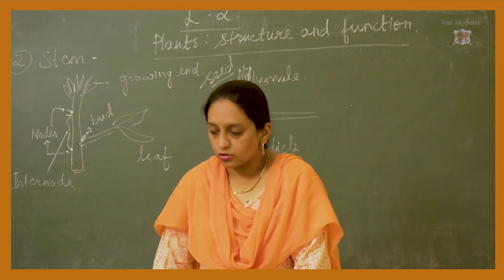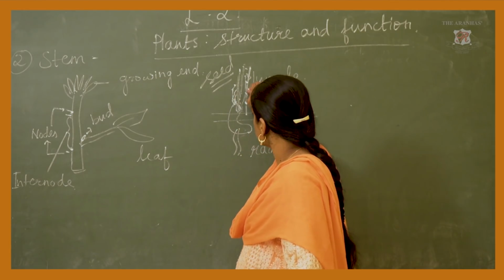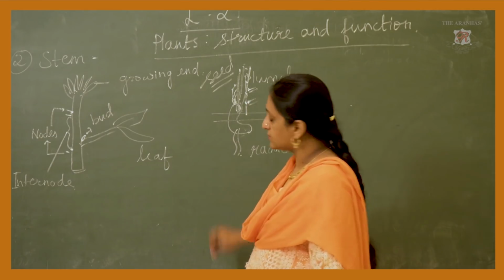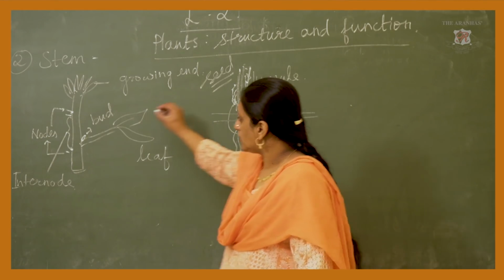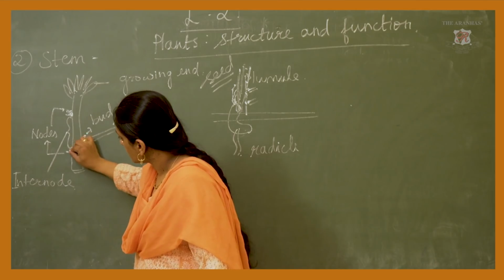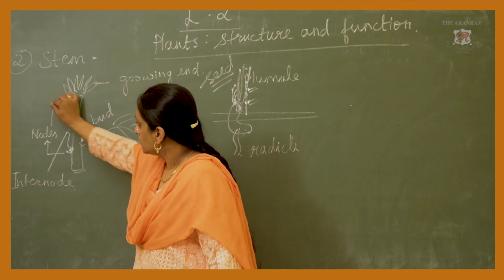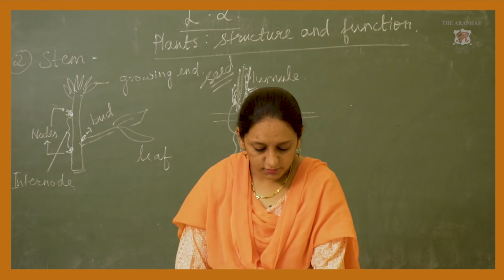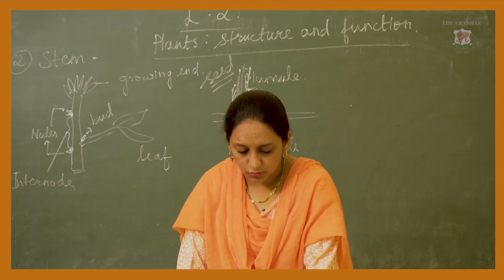There are nodes on the stem. We have seen that nodes are the points from where the other smaller stems are going to grow. These points are called nodes. I have shown you here, these are nodes from where other stems are going to grow from the main stem. They are called nodes. Then leaves come out at the nodes.